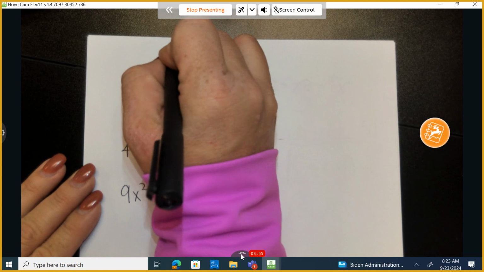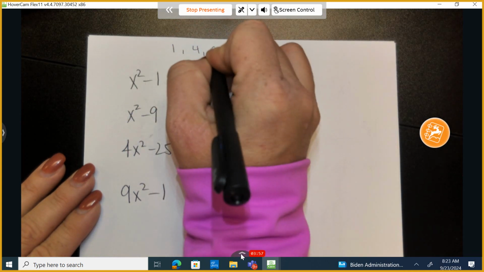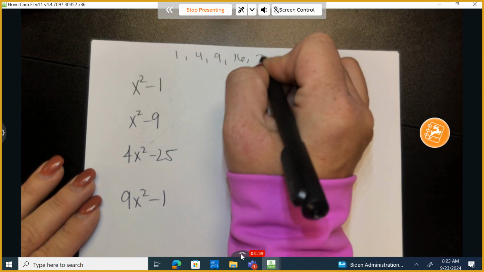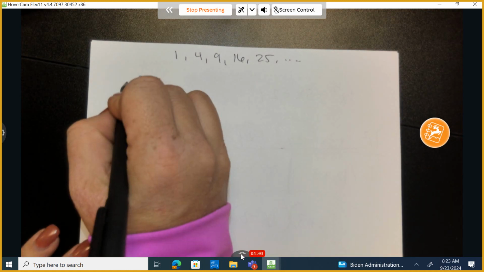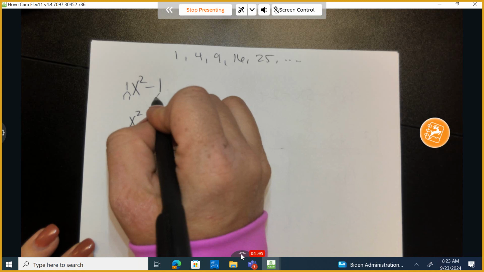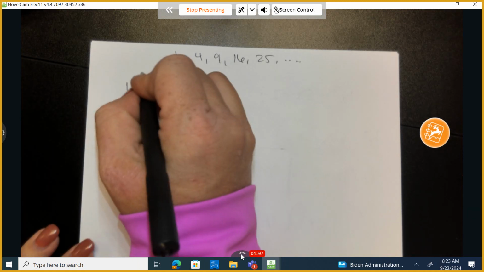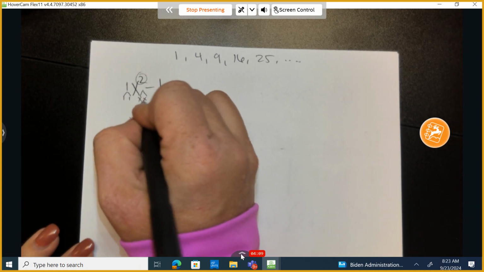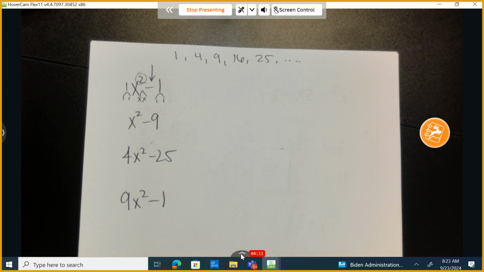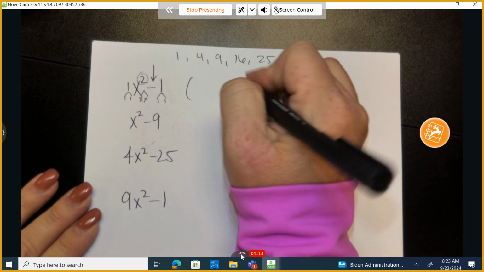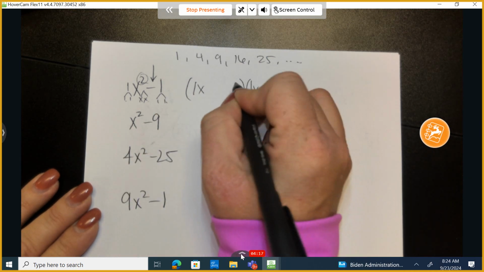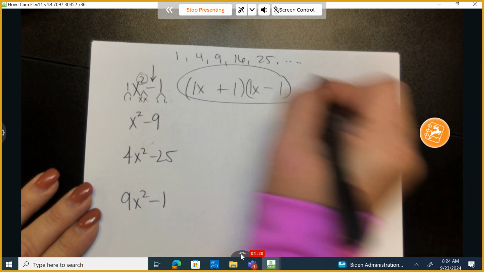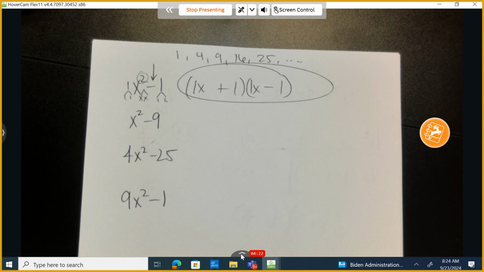So remember, perfect squares is 1 times 1, 2 times 2, 3 times 3, 4 times 4, 5 times 5. I don't need to keep going. You get the concept. When the number in front is a perfect square, 1 times 1, the number in back is a perfect square. When I can take this x and evenly divide it into 2 pieces, and I have subtraction, then I'm able to quickly factor this. The 1x comes from the front, the 1's come from the back, 1's positive, 1's negative, and that's going to be the difference of squares.